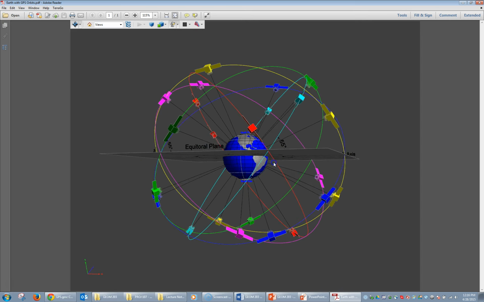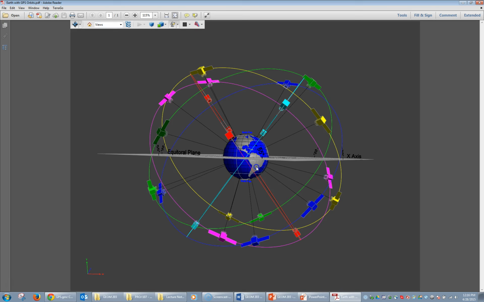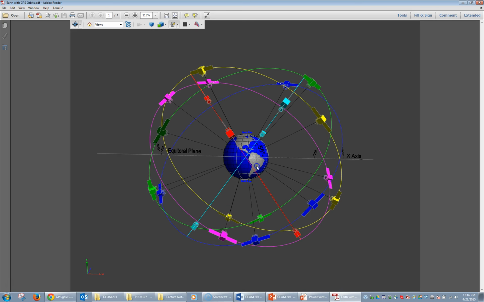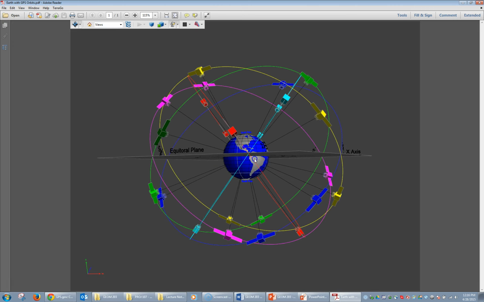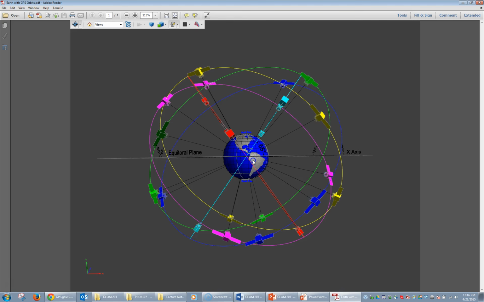If we look at any one of these, I can tell that that's white, so I'm going to orient the white just like how I had it in the figure. So here's the white orbit, and again, it's actually circular, as you can see, or nearly circular. It's actually elliptic, but very nearly circular. And this angle between the orbit and the equatorial plane is 55 degrees. That's what we call the inclination angle.